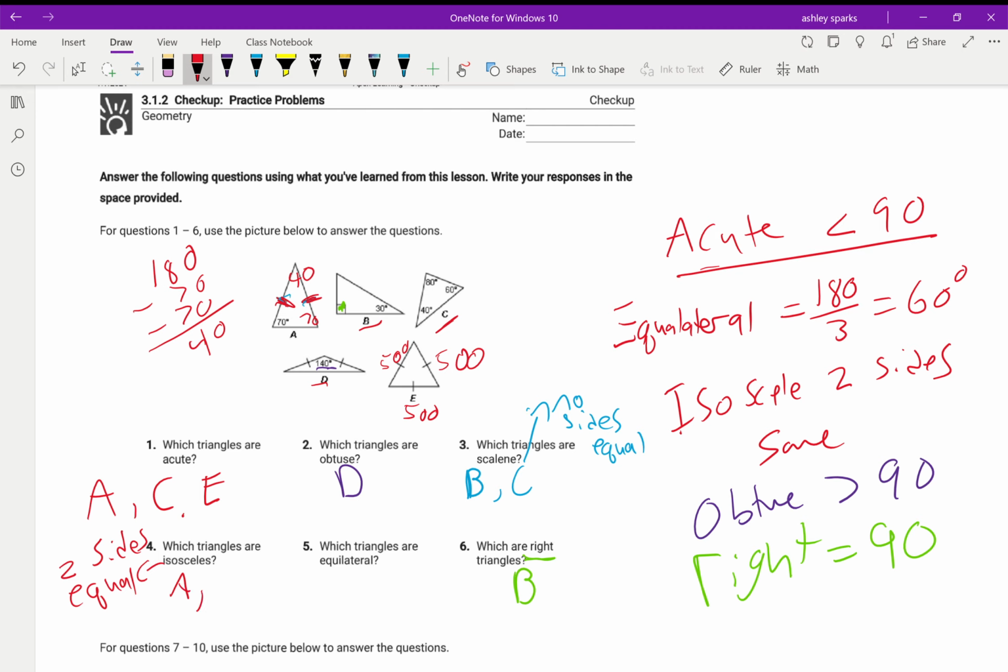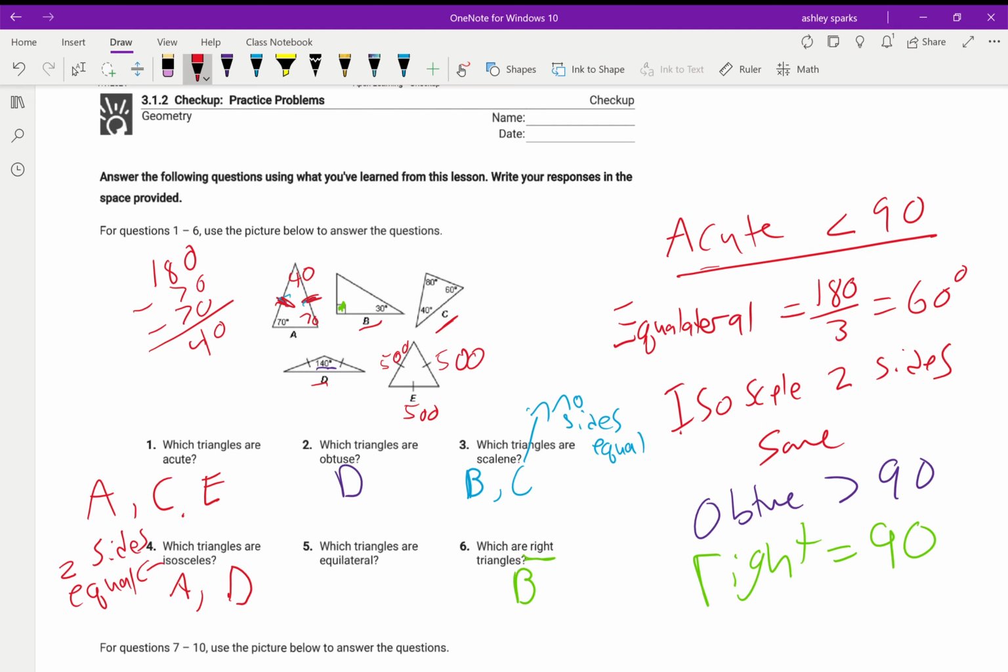Similarly, D, I see the two markings. That means two sides are equal, and that would be isosceles. And hopefully what you can see is we have an isosceles triangle that was acute, and an isosceles triangle that was obtuse. So you can have different kinds of angles and then have sides that are still equal.